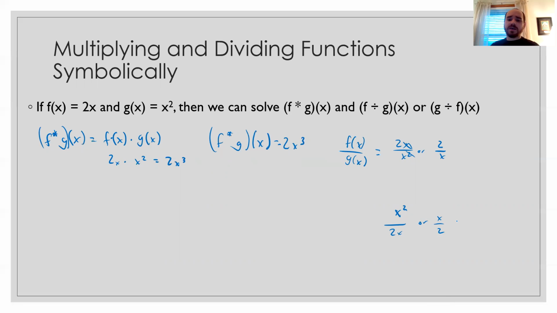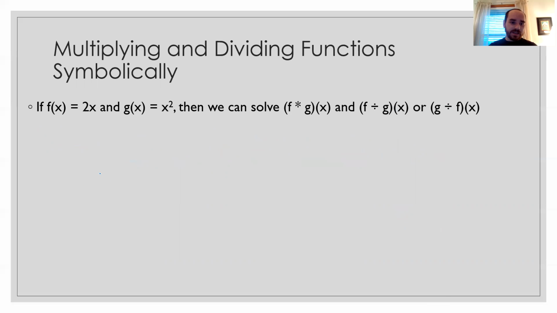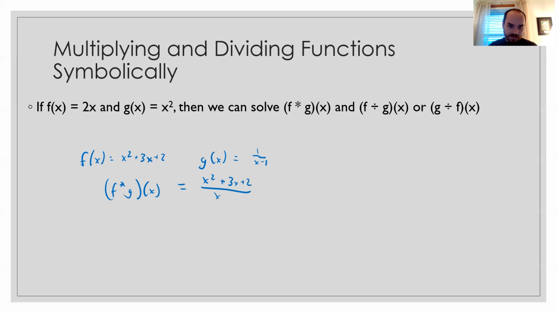So solving them symbolically, again, not necessarily as difficult as it sounds. Of course, when you get more complex functions, like let's say in this case we had an f of x that was x squared plus 3x plus 2, and then let's say g of x was equal to 1 over x minus 1, then f times g of x is equal to f of x times g of x, which is x squared plus 3x plus 2 times 1 over x minus 1, which is equal to x squared plus 3x plus 2 over x minus 1.